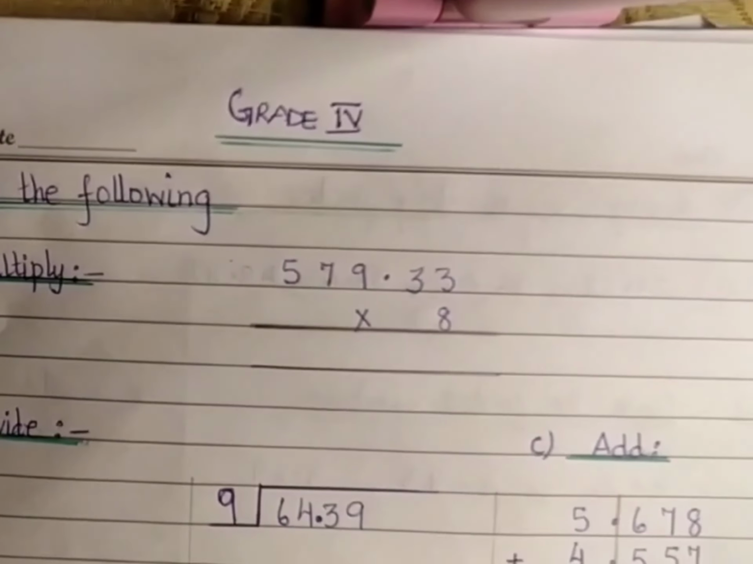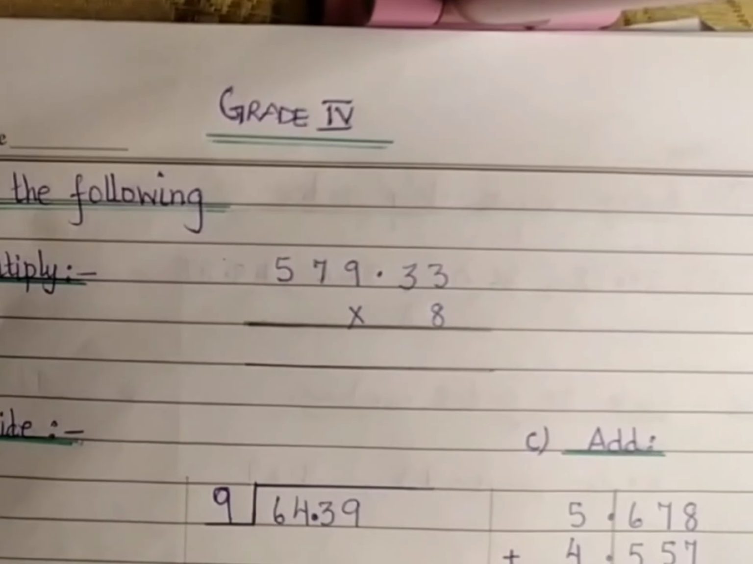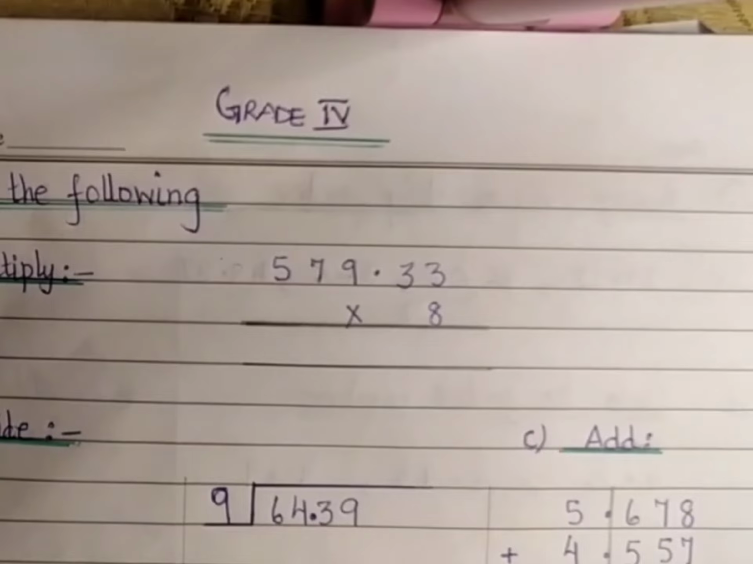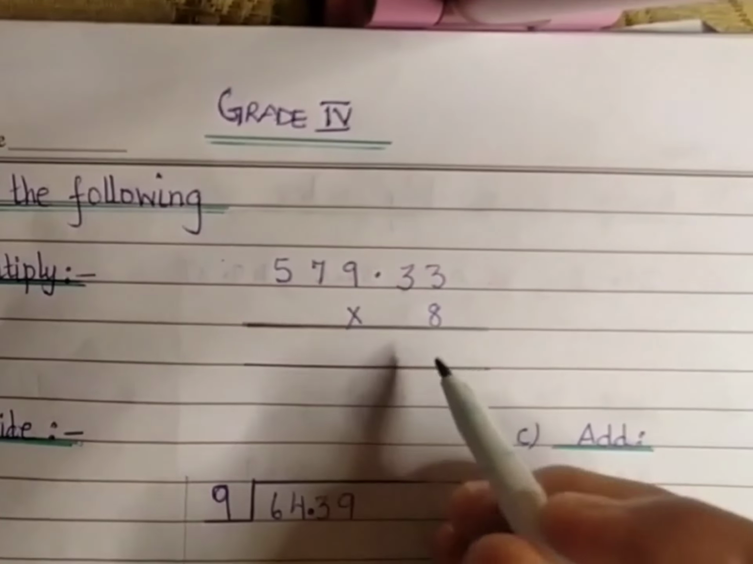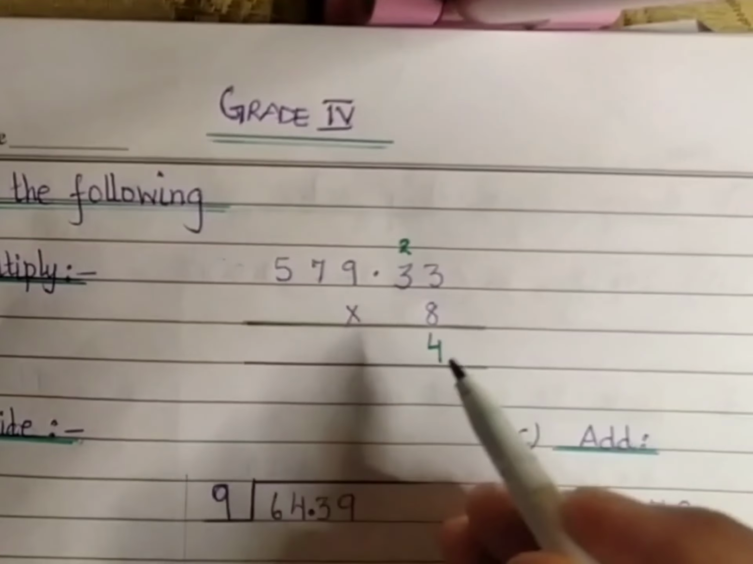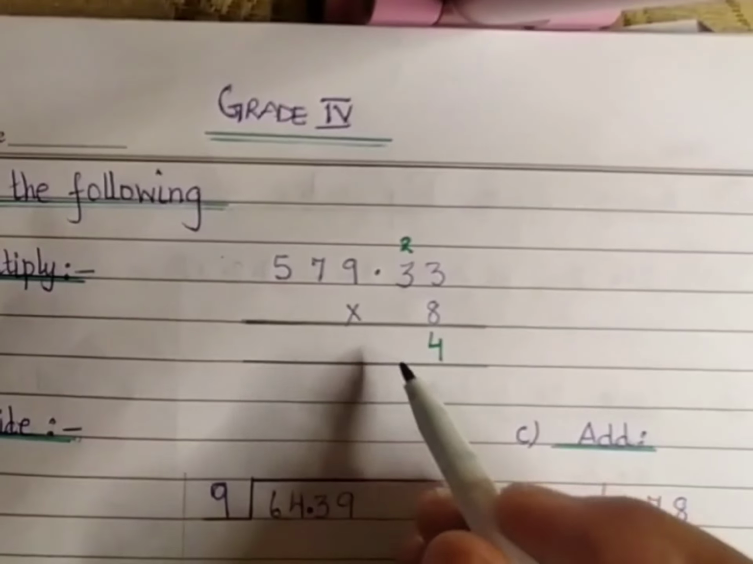Hello students, let's do the correction of the work shared with you. The first question that you see here is multiplication. So let's get started. 8 times 3 is 24. 2 moves up. Again, 8 times 3 is 24. 24 plus 2, 26.